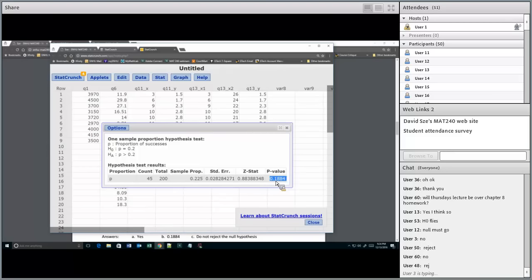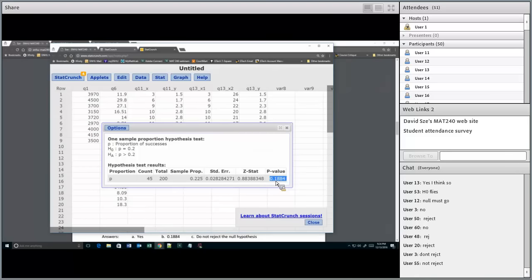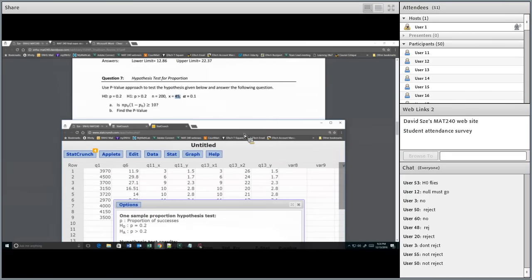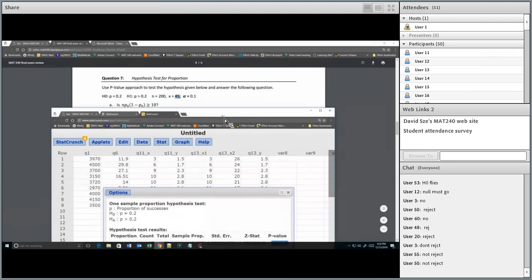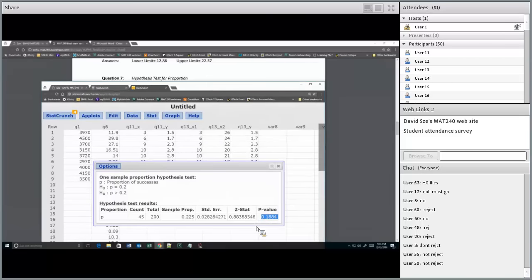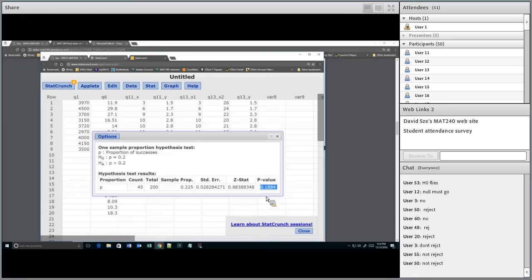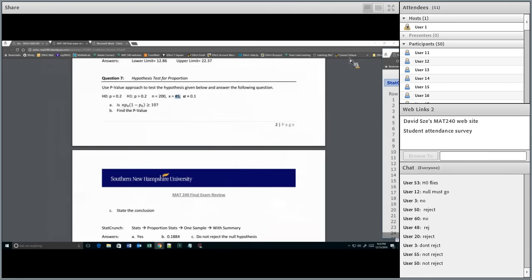Okay, so I should not reject the null hypothesis. P is greater than alpha. If the P is high, the null must fly, right? So do not reject the null hypothesis. Alpha is 10%, and I'm getting 18.8%. So I will not reject the null hypothesis.